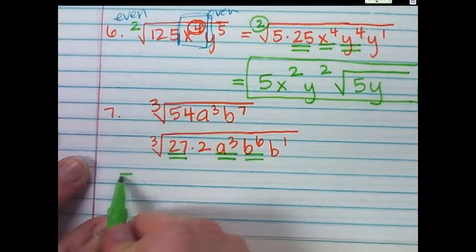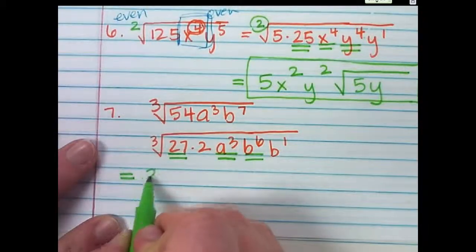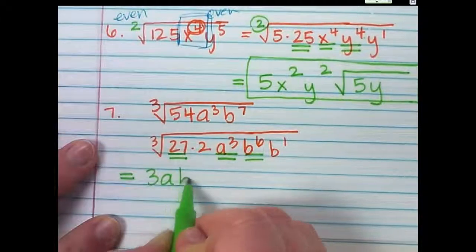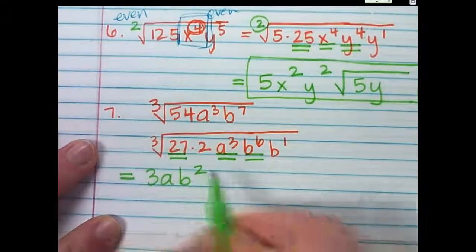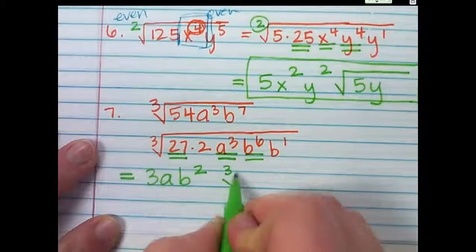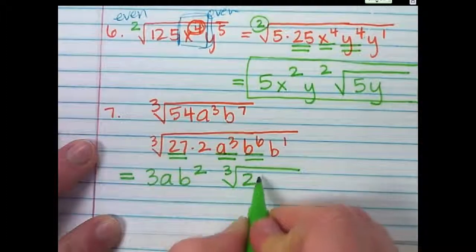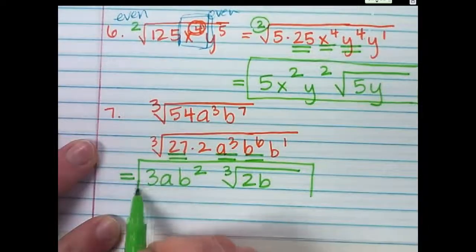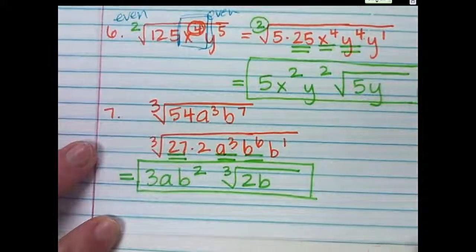So what's going to be on the outside? 3, a, b^2, and what's on the inside? 2b. Since we were taking an odd root, a cube root, I don't even have to worry about that special case.